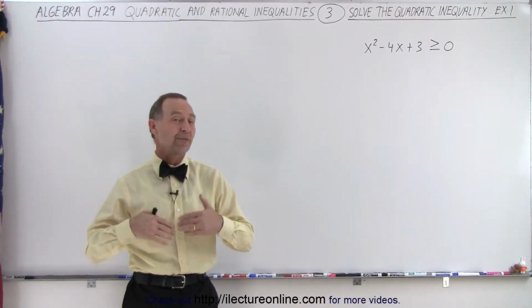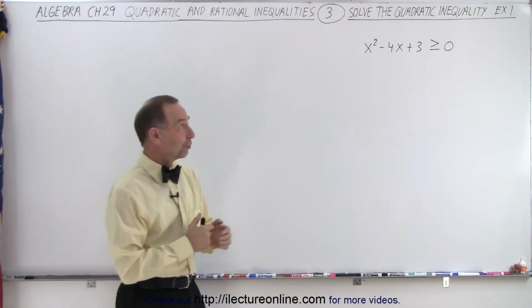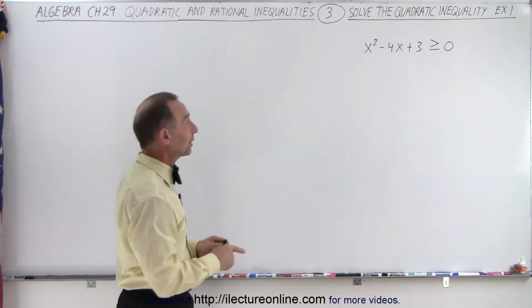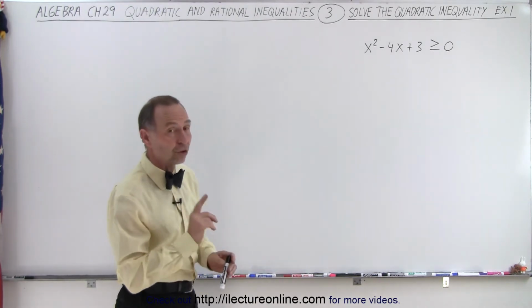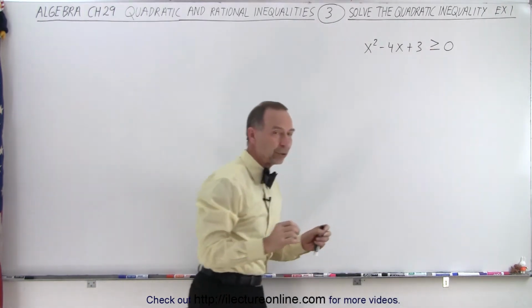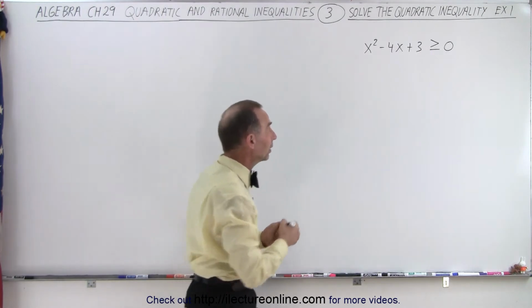Now let's use what we've learned in the previous videos to solve this inequality. First, we need to put it in standard form, but it's already in standard form, so we're done with that step. Next step, we're going to change the inequality symbol to an equal symbol in order to find the critical points, the endpoints of the regions that satisfy that inequality.